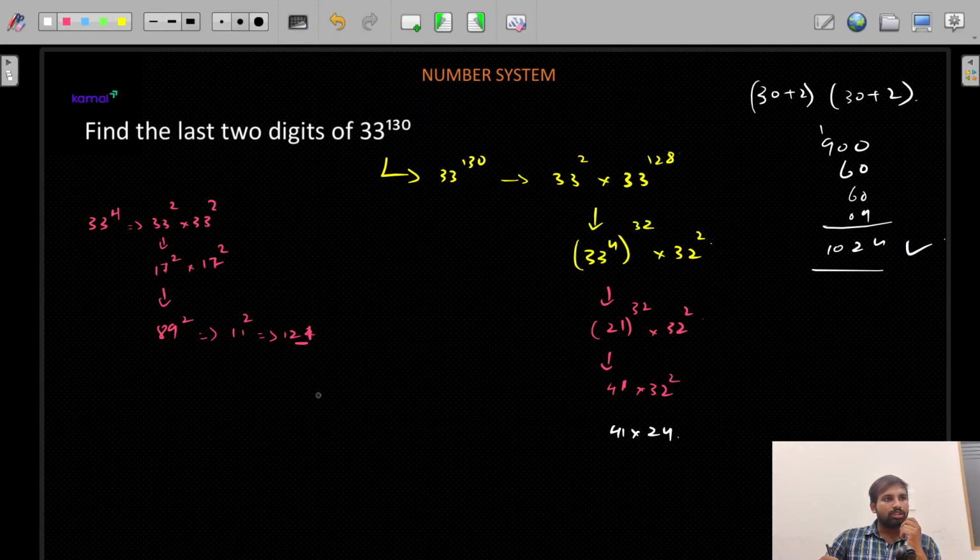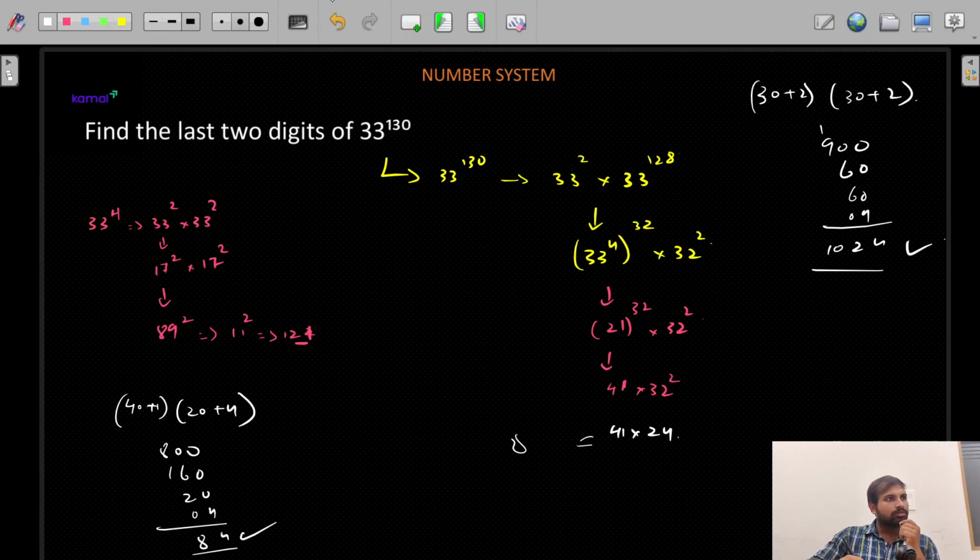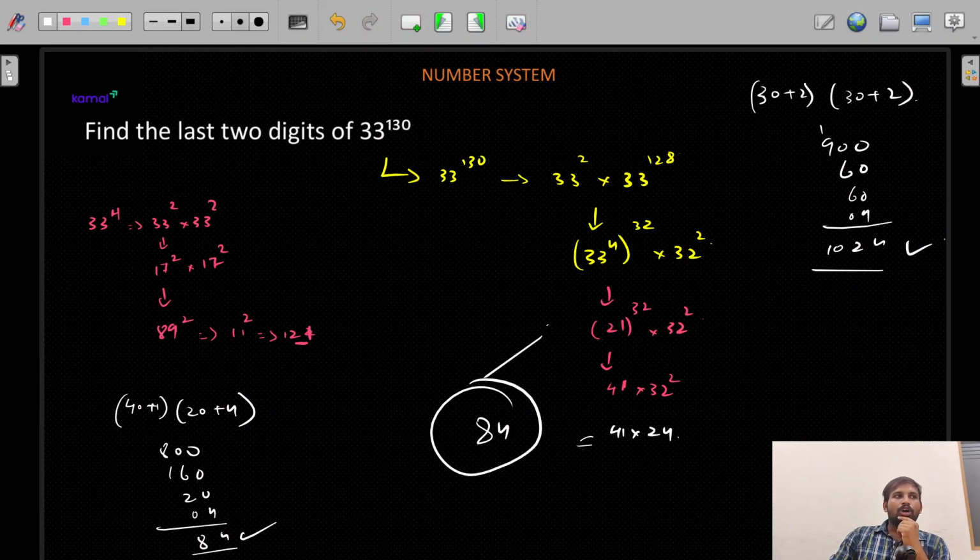Okay, I just need to take the last two digits. I have to find 41 into 24. So 40 plus 1 into 20 plus 4. So again 40 into 20 is 800, 4 fours are 16, 160. Again 20 into 1 is 20, and 1 into 4 is 4. So I can see my last two digits are 84. That's my answer here. I hope you understand this question also. Let us move to the next question now.